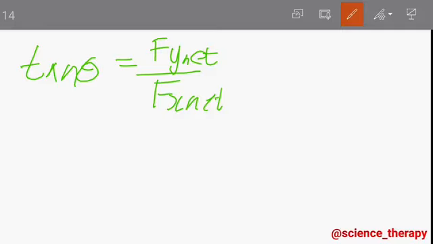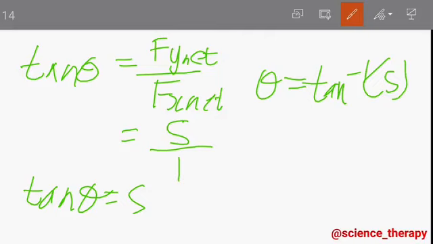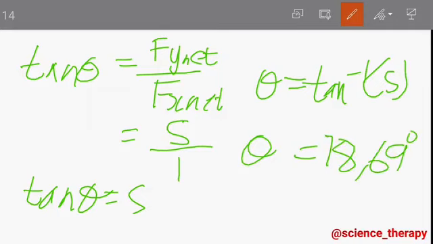Now what is our Fy? We calculated our Fy to be 5. And then what is Fx? We have 1. So it's negative 1, but remember, when calculating the angle, we substitute it as a positive. Then tan theta is equal to 5. Then if we want theta, theta equals the inverse of tan 5. Then our theta is equal to 78.69 degrees.